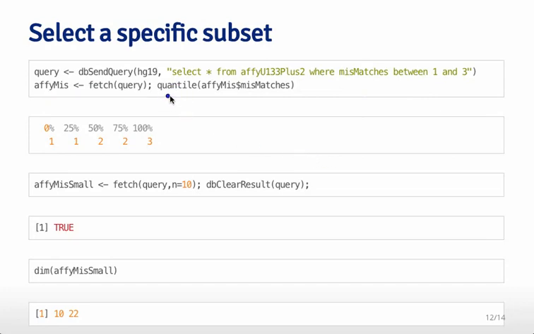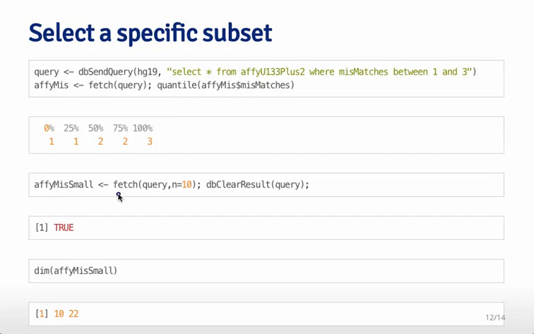So if we look, say, at the quantiles of the mismatches, remember we selected the mismatches between 1 and 3, and you can see that the quantiles reflect that we only have data for which the mismatches are between 1 and 3. The other thing that you can do is fetch. Remember, when you use the send query command, it sent it to the database, but it didn't try to suck the data back to your personal computer yet.